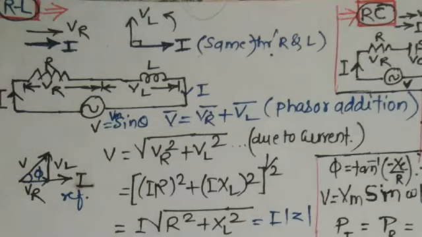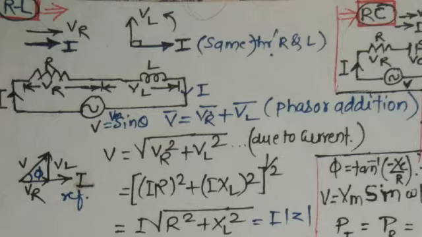Dear friends, we are going to see the RL series circuit where due to R we are getting voltage and current in phase, and due to L current lags voltage by 90 degrees. So current is the reference point, I is the same through R and L. In the circuit you can see the total supply voltage is divided into two parts, VR and VL.